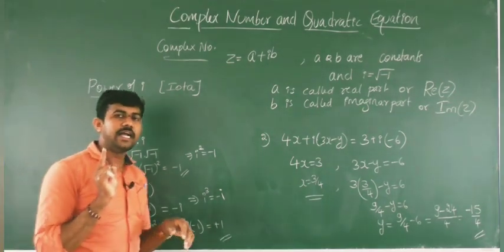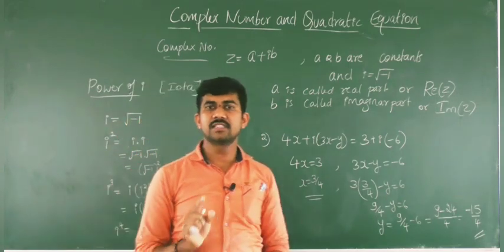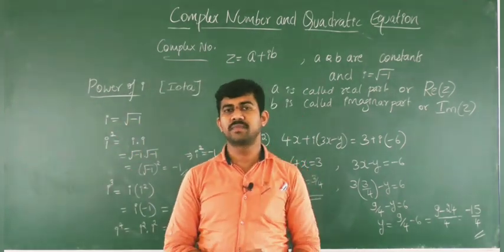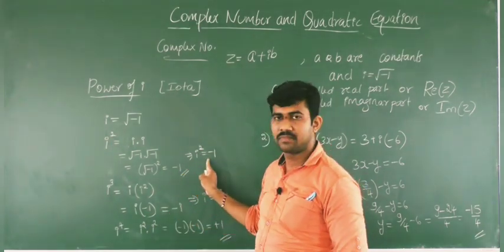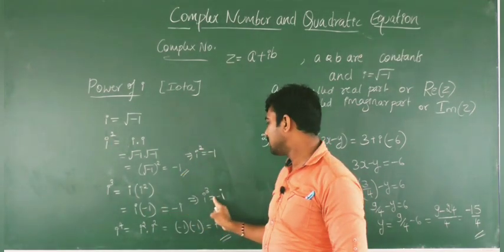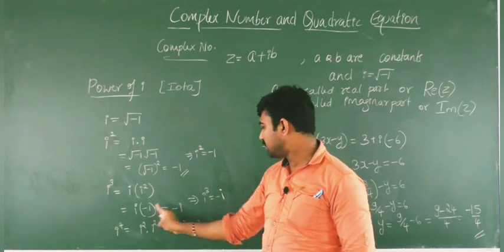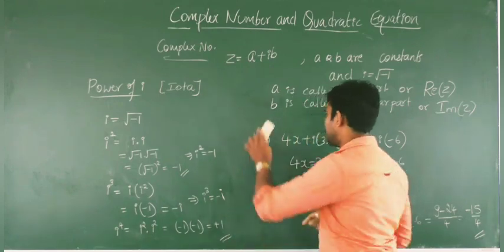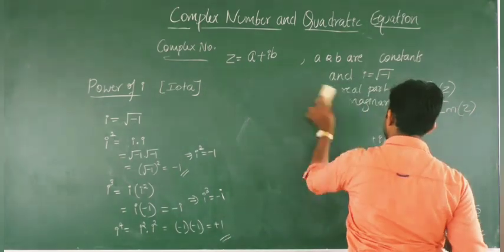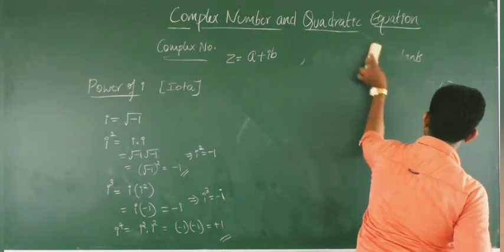Say again, i to the power 1 is i, that is root of minus 1. i square is nothing but minus 1. i cube is nothing but minus i. i to the power 4 is nothing but 1. Now again you increase the powers, going on to i to the power 5.